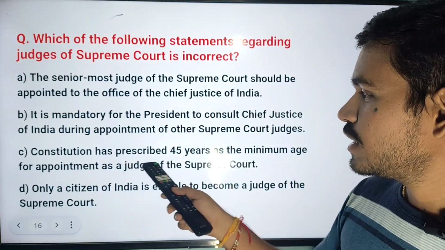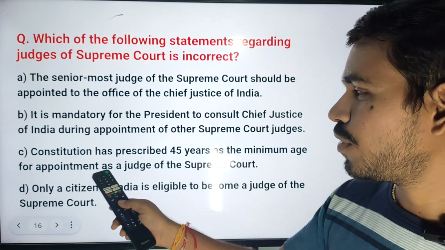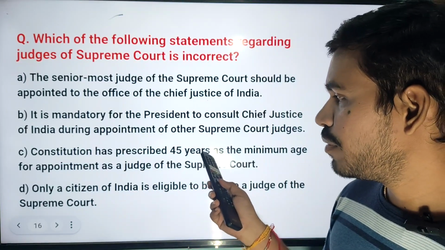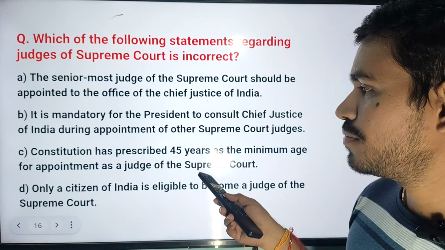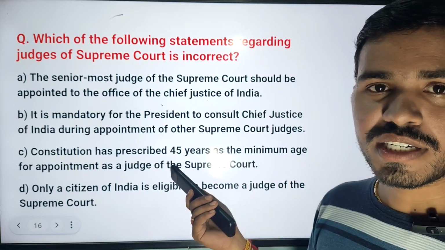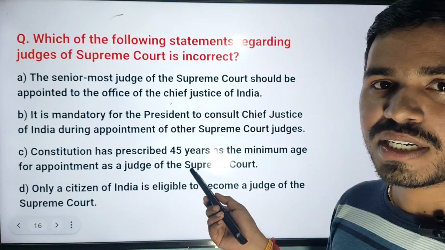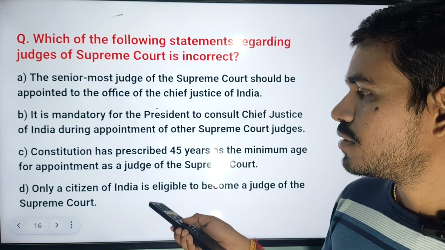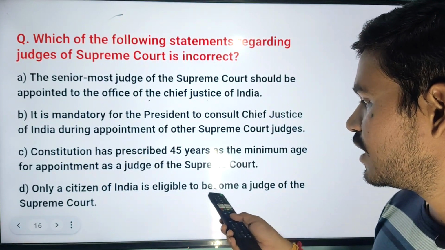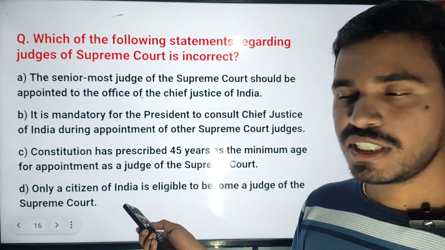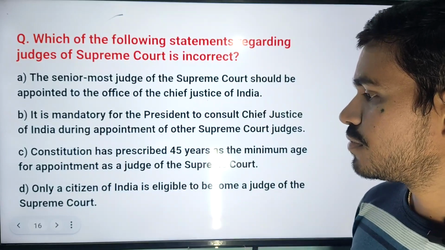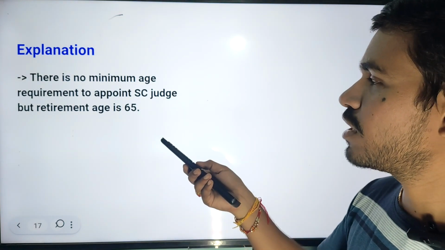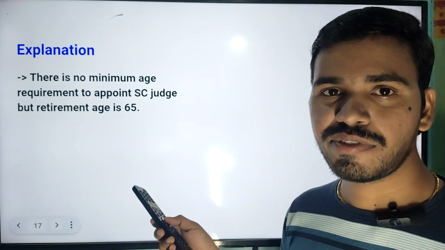Next one: the Constitution has prescribed 45 years as the minimum age for appointment as a judge of the Supreme Court. This statement is incorrect because there is no minimum age prescription. Only the retirement age is provided; 65 years is the maximum age for a Supreme Court judge. So there is no minimum age. Only a citizen of India is eligible to become a judge of the Supreme Court. This statement is correct. So only C is wrong. There is no mention of minimum age. There is no minimum age requirement to appoint an SC judge, but the retirement age is 65 years.